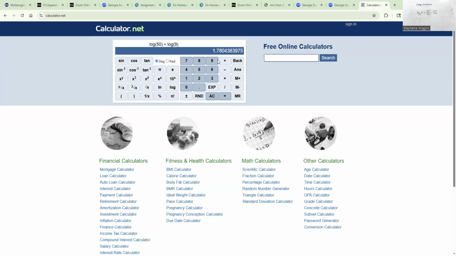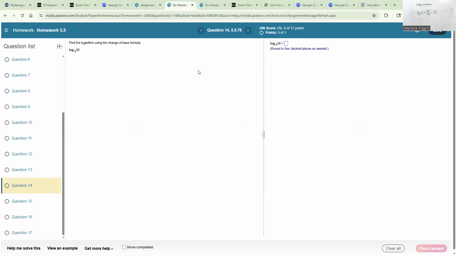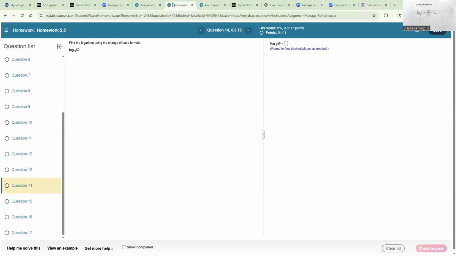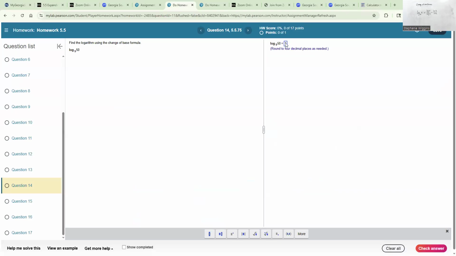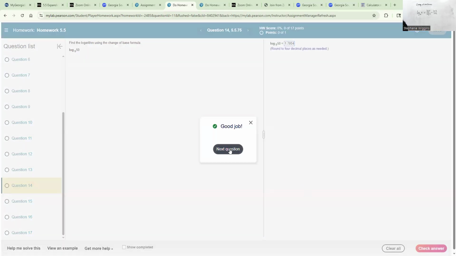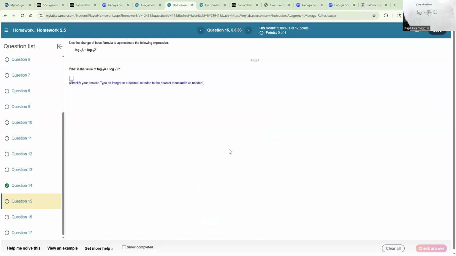Okay, so rounding it to the hundredths place is 1.78. Let's see. Oh, they want 4 decimal places. Okay, that would be 1.7804. All right, let's see if there's another one here.